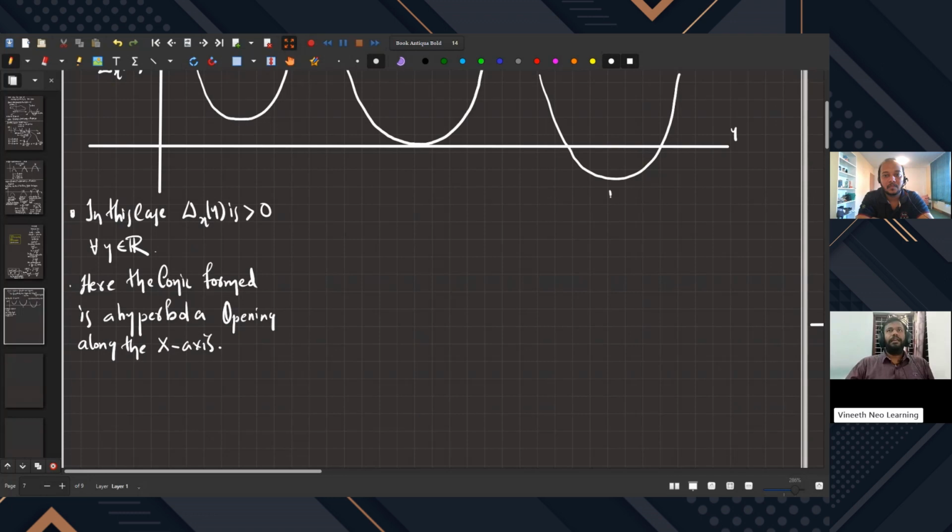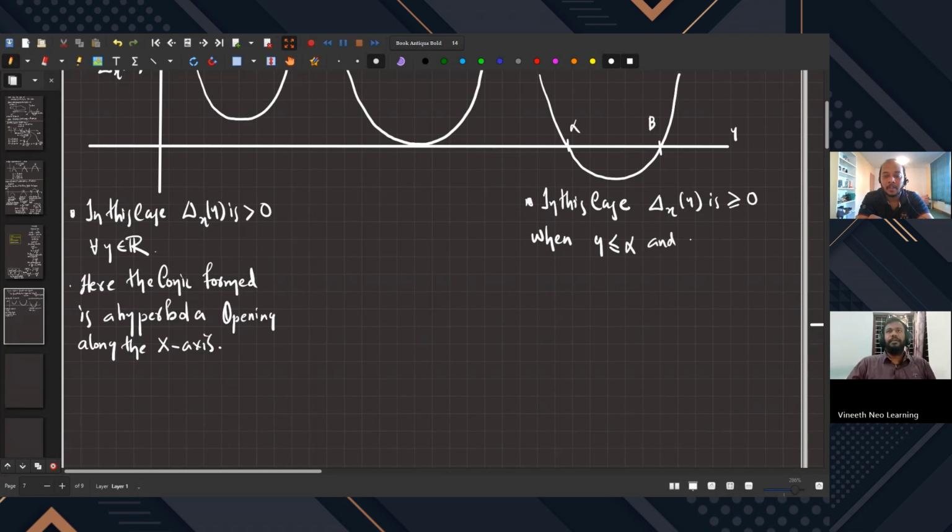Here in this case, it's a peculiar one. Delta x of y is greater than or equal to 0 when, if this is alpha and this is beta, y is less than or equal to alpha, since delta xy is equal to 0 there, or y is greater than or equal to beta.